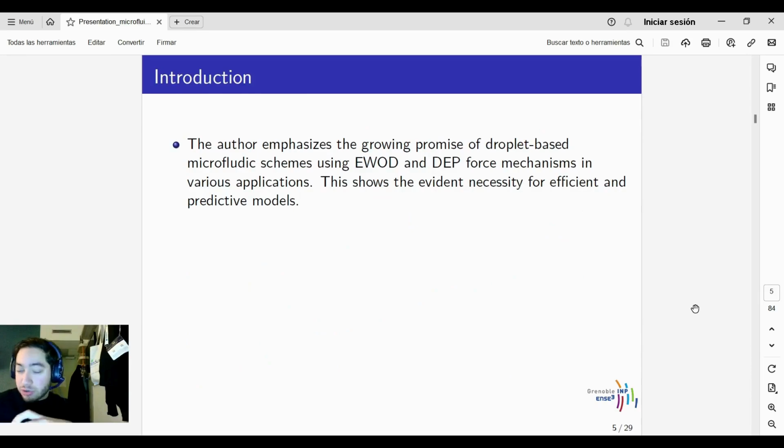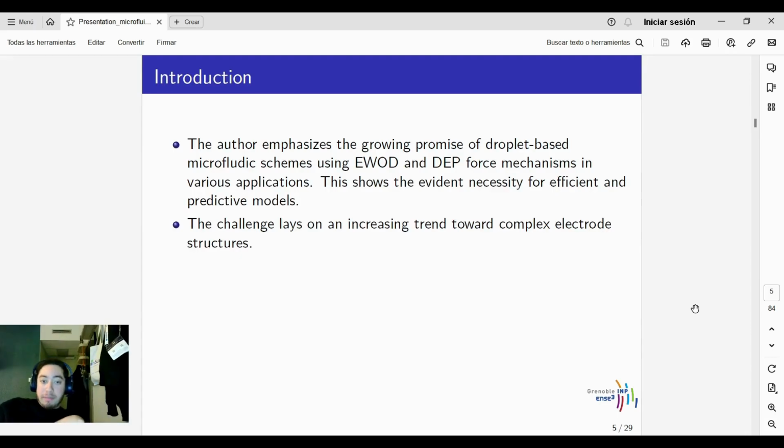So in the next part of the article, the first part is the introduction. The article wants to emphasize the importance of developing efficient and predictive models that help us better describe the phenomena behind the forces that are induced in electrowetting and electrophoresis, because these are fields that have developed very fast in the last years, especially in applications like microelectronics, where every day the schemes that are used and the configuration of the electrodes are very complex.